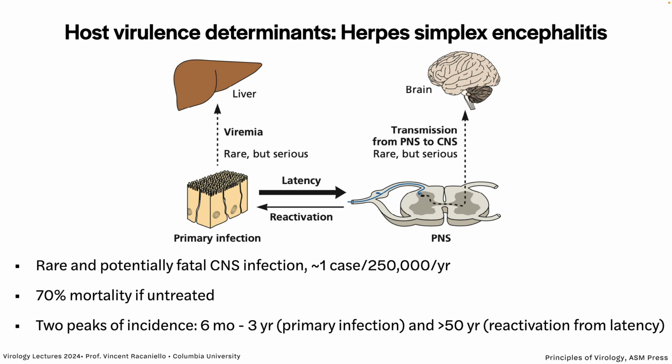And that causes encephalitis. This is one case in about 250,000 people a year in the US. If you don't treat them, 70% mortality, but they are treatable. And there are two peaks of incidence. One is at 6 months to 3 years of age, which would correspond to your first infection from someone else. And then later in life, reactivation from latency. So why is this so rare? What's with those people who get it and most others do not?